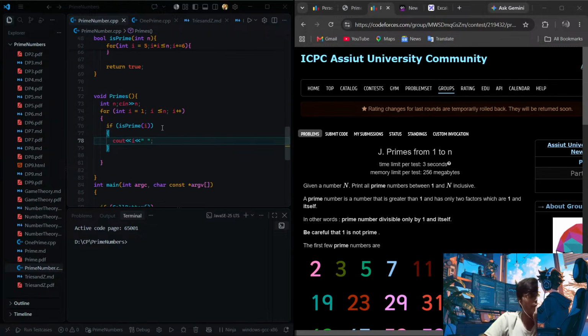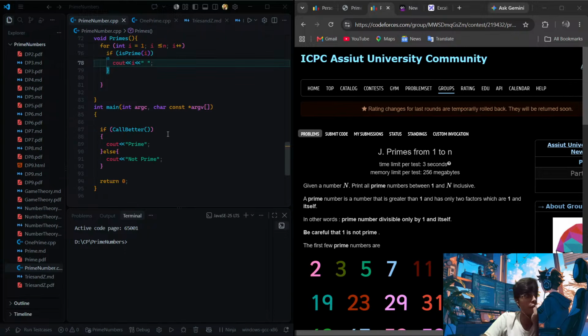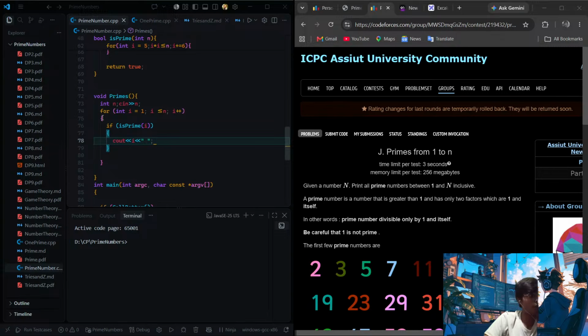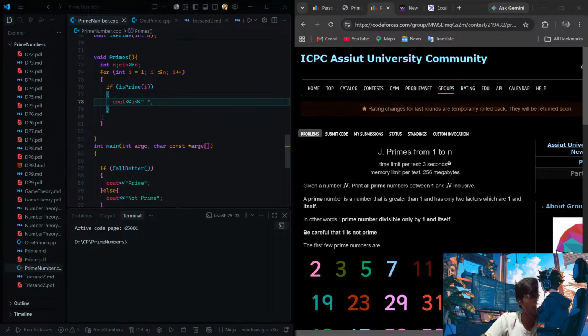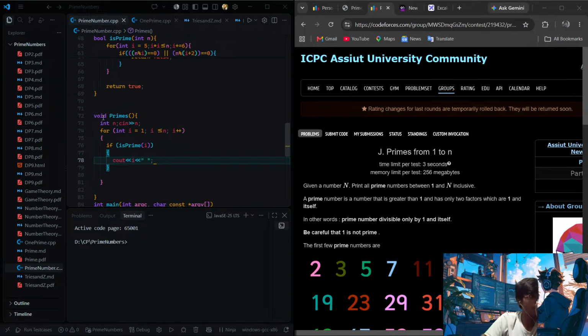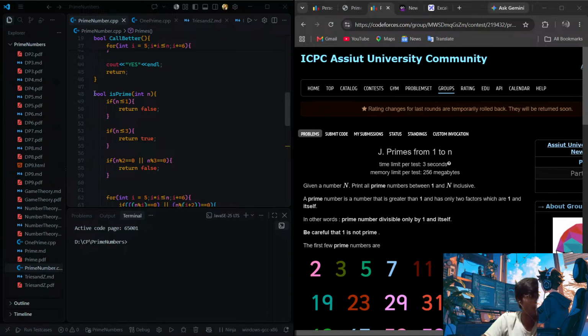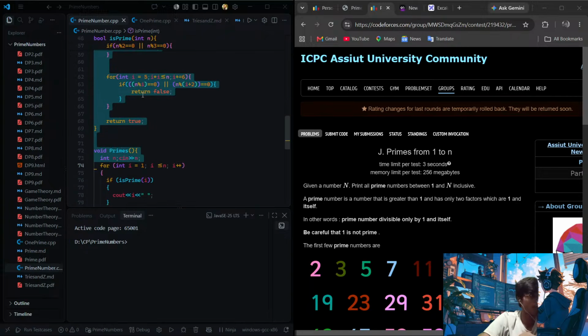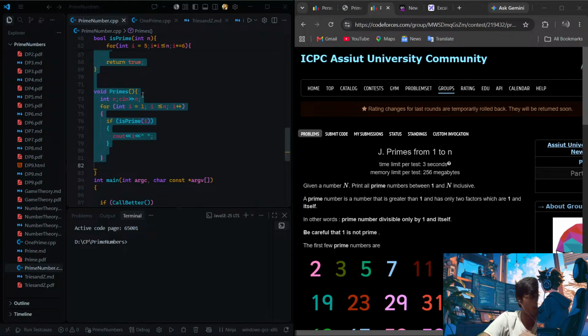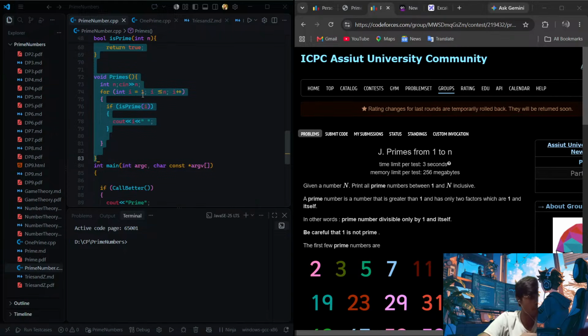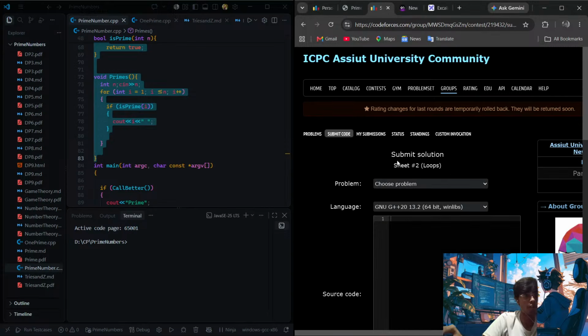Okay, so what I am doing here is that I have been given n and I have to print all the prime numbers. So simply, I will check is prime, and this is basically the function. Now I will copy this, and there is a submit code, I will paste it here.